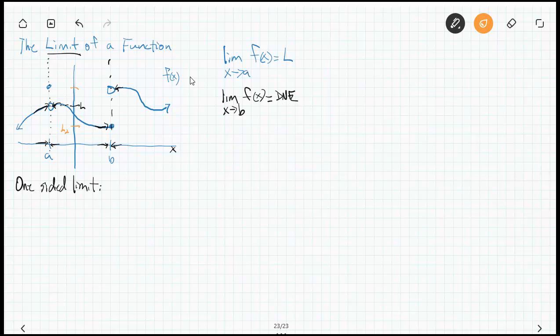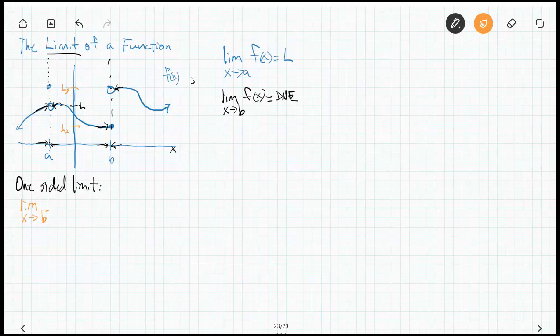L2 and this guy be L3, okay? Now, I'm going to take the limit as x approaches b. Now, I'm going to do a little superscript here. All right, I'm going to approach b from the negative side.